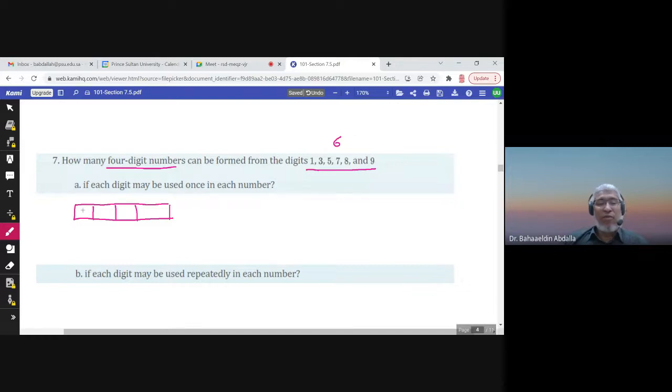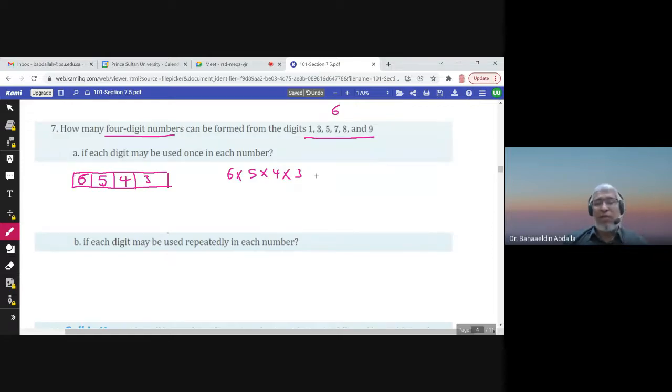So how many choices are there here? 6. Now, each digit may be used once. So if you use any one of these 6 digits here, you cannot use it here. So how many possibilities now in the second digit? You have only 5 possibilities. And now you have 4, and now you have 3. So the answer is 6 times 5 times 4 times 3. And if you multiply, this is 360.